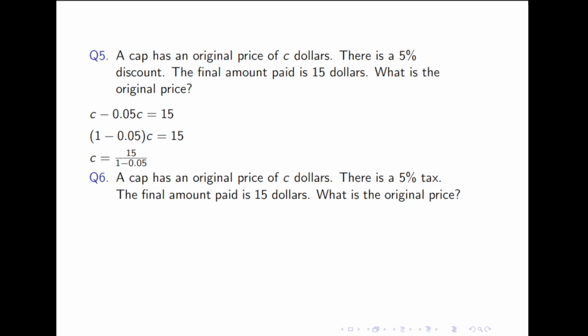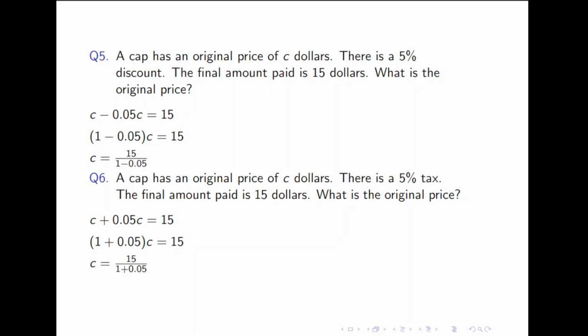Question 6 says a cap has an original price of C dollars. There's a 5% tax. The final amount paid is $15. What is the original price? The answer to question 4 was C plus 0.05C, which represented the final amount paid. Question 6 tells us that 15 also represents the final amount paid. So we set these two expressions equal to create the equation C plus 0.05C equals 15. Factor C, so 1 plus 0.05 times C equals 15. Divide both sides by 1 plus 0.05, so C equals 15 divided by 1 plus 0.05.